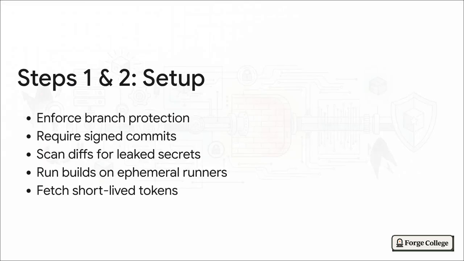In the setup phases, steps 1 and 2, it's all about hygiene. You enforce branch protection and require signed commits so bad actors can't inject code upstream. You absolutely have to scan your code diffs to ensure passwords never accidentally slip into your history. And remember, run those builds strictly on those isolated ephemeral runners using temporary tokens. No hard-coded credentials, ever. No exceptions.